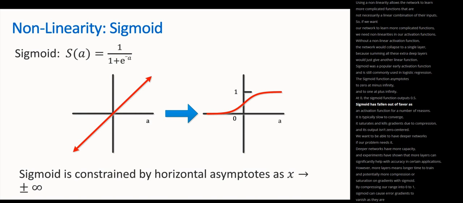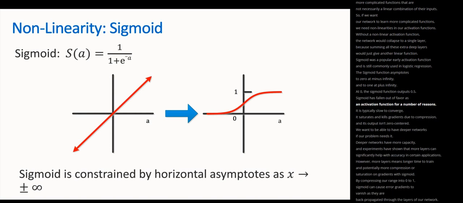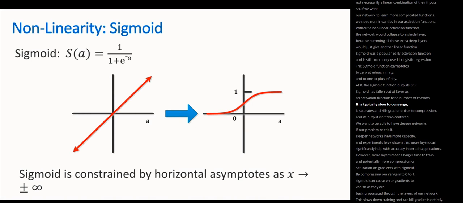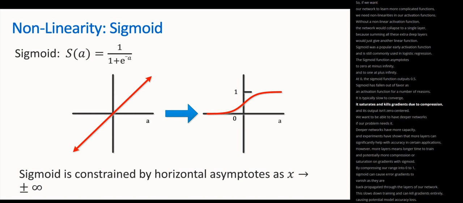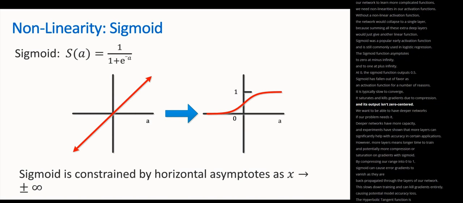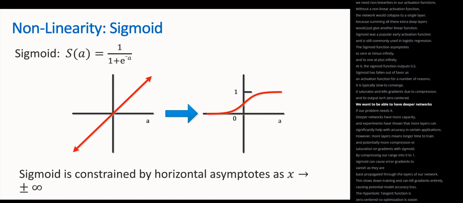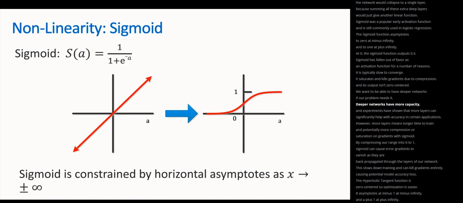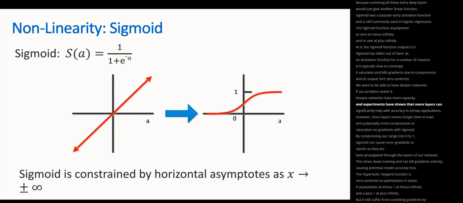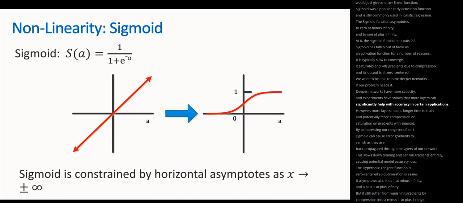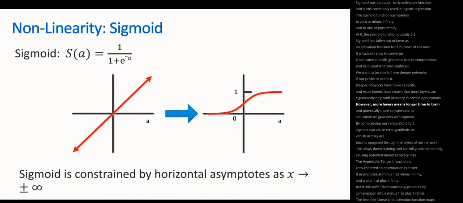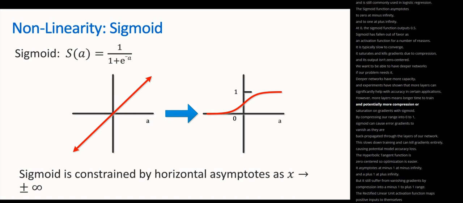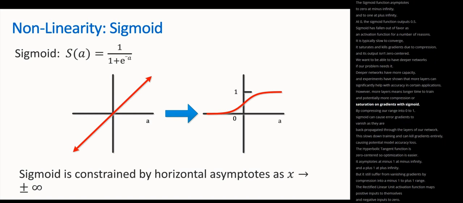Sigmoid has fallen out of favour as an activation function for a number of reasons. It is typically slow to converge, it saturates and kills gradients due to compression, and its output isn't zero-centred. We want to be able to have deeper networks if our problem needs it. Deeper networks have more capacity, and experiments have shown that more layers can significantly help with accuracy in certain applications. However, more layers means longer time to train, and potentially more compression or saturation on gradients with sigmoid.